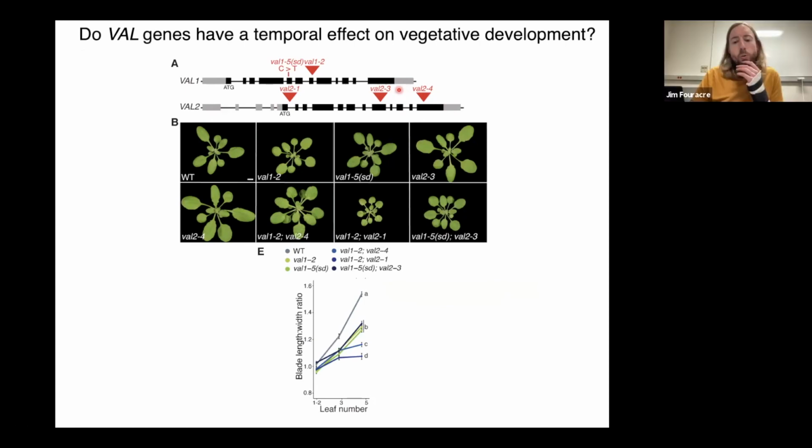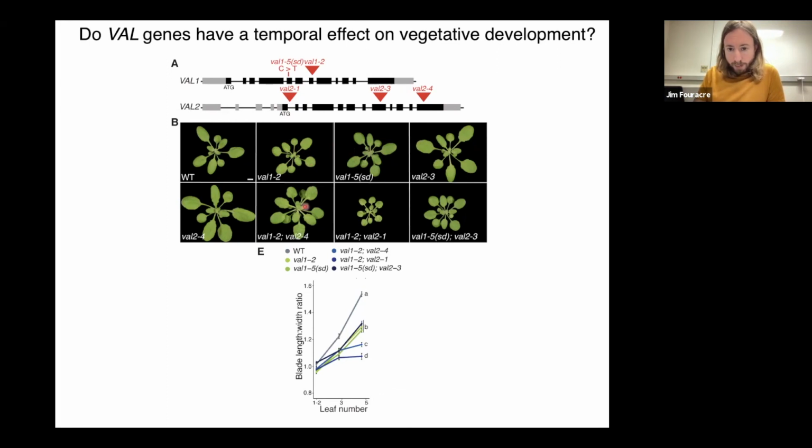Yeah, that's a good question. This is also why we think that this VAL1 allele is semi-dominant. So the VAL1-2 is a null T-DNA, but the VAL1-5 is an EMS mutation, just a single base change, but as single mutants it has a much more severe phenotype than the T-DNA null. But when you make double mutants with VAL2, you see a much stronger phenotype when you have the VAL1-2 null T-DNA.